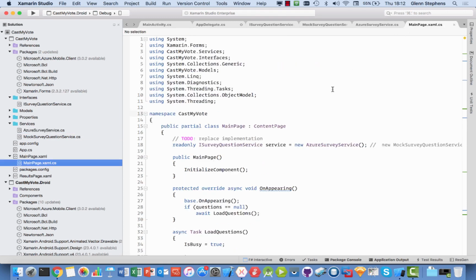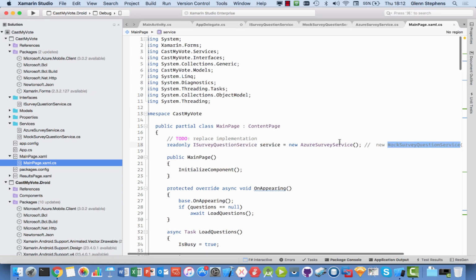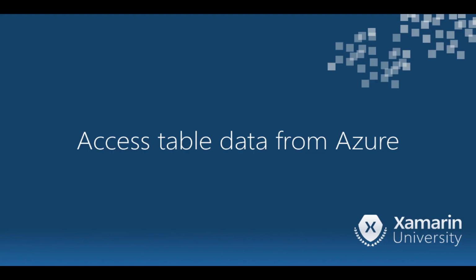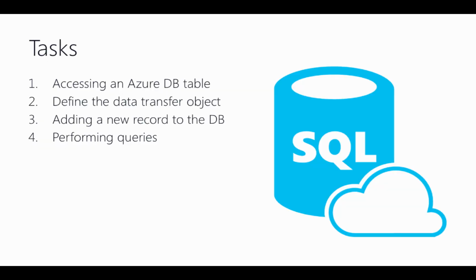And also on our MainPage.xaml.cs, you'll notice in our ISurveyQuestionService, instead of creating a MockSurveyQuestionService, we're now creating the AzureSurveyService. So now we've completed the foundations of our Azure app, and we've added the NuGet packages needed to connect to Azure. We've configured our app to connect to the server and then connected into the service. And now that we have our app configured, it's time to start pushing and pulling data. So let's go through the next series of steps.